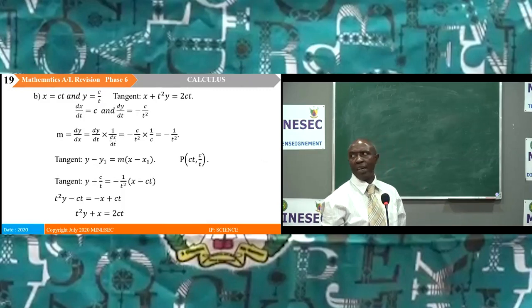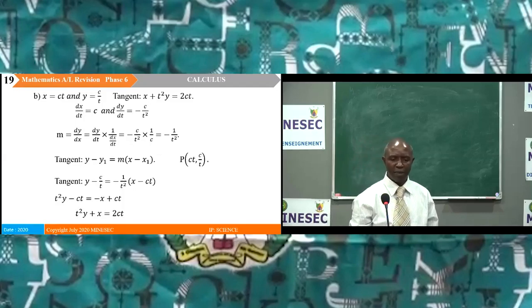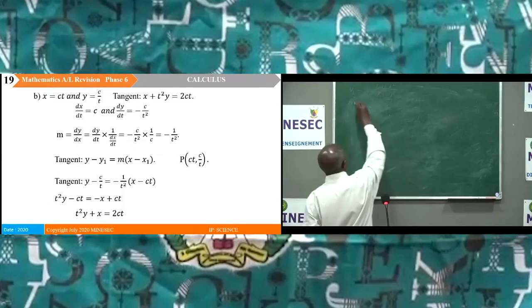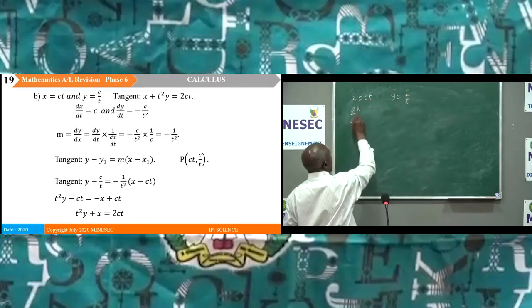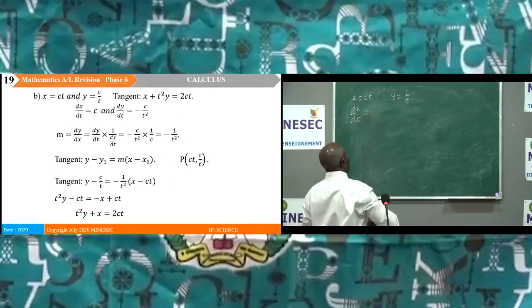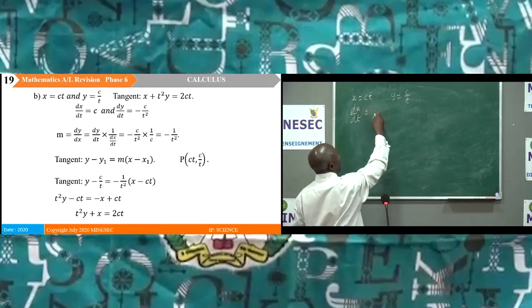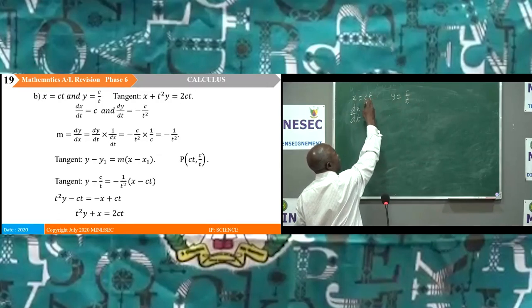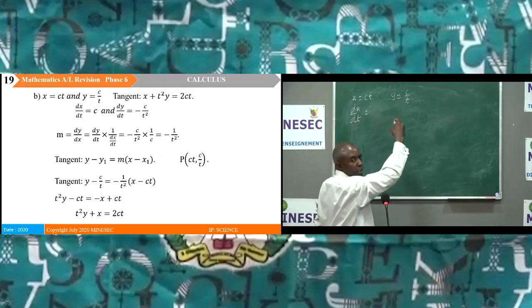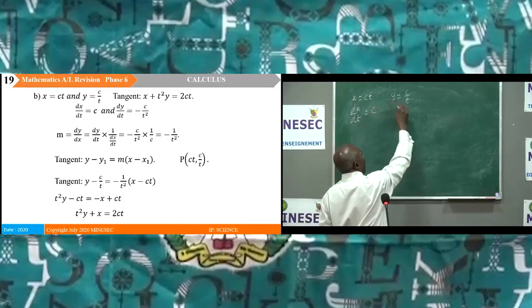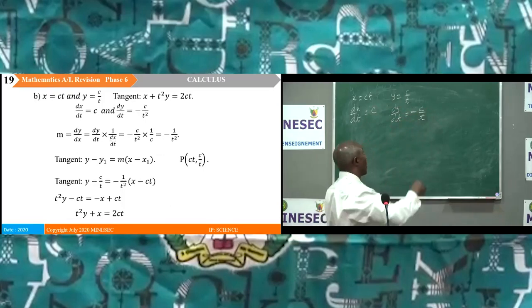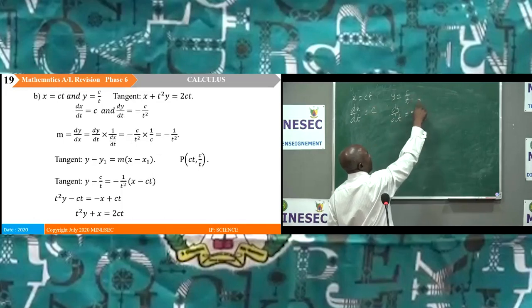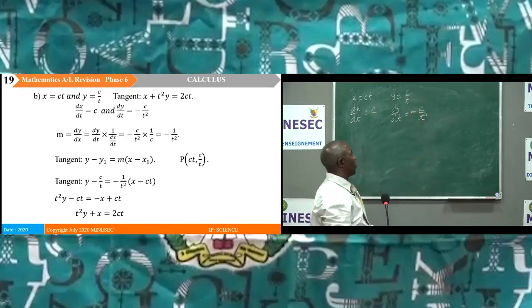If we look at the parametric equation there, x is varying with t, y is varying with t. We have x equals ct, y equals c on t. What do we have? We have dx/dt, where c is the constant. The dx/dt will give us c, and the dy/dt will give us negative c on t squared.